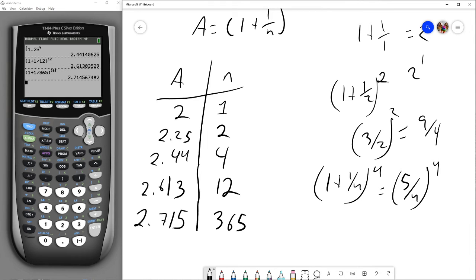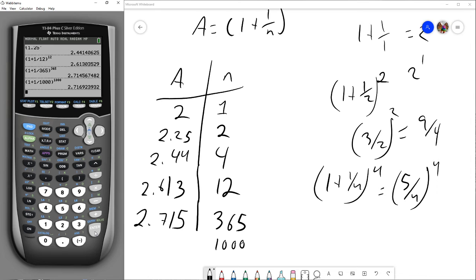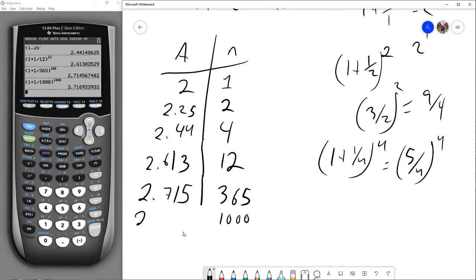Now this was an interesting question. When we jump from 12 to 365, which is a significant jump, we're going to gain 10 cents. What happens if we say we compound interest 1,000 times? So let's go super crazy. Let's see here. 1 plus 1 divided by 1,000 to the 1,000. What? We didn't even gain a penny. Now that's strange.